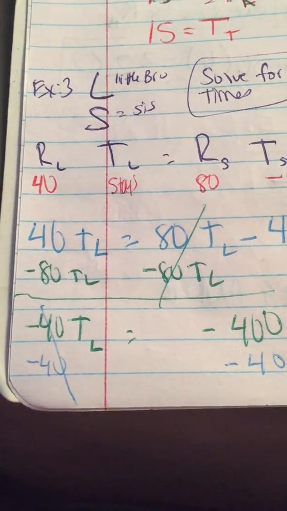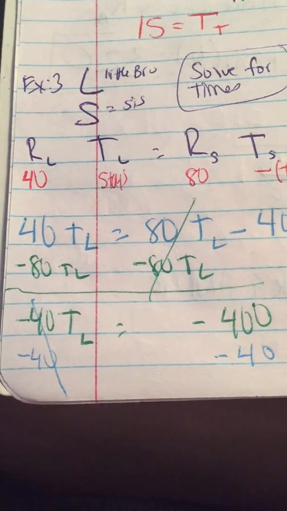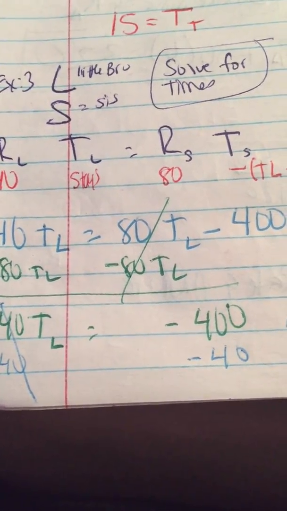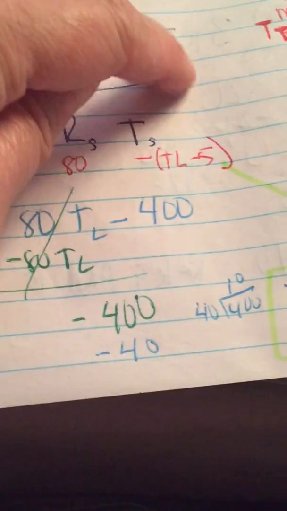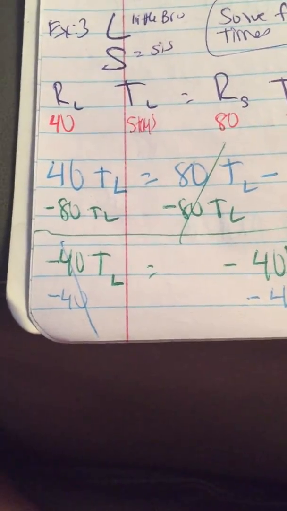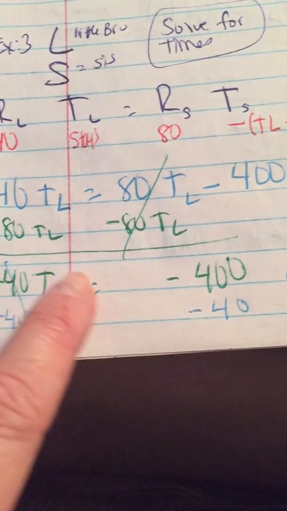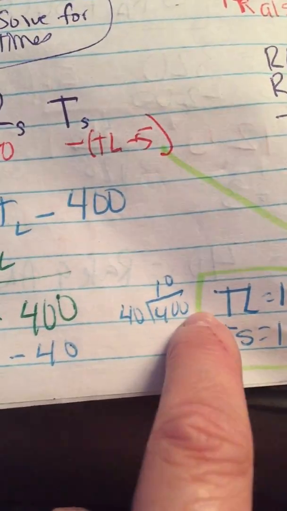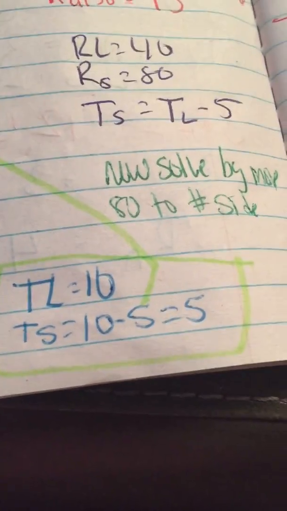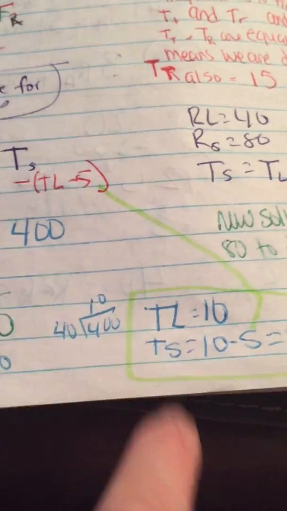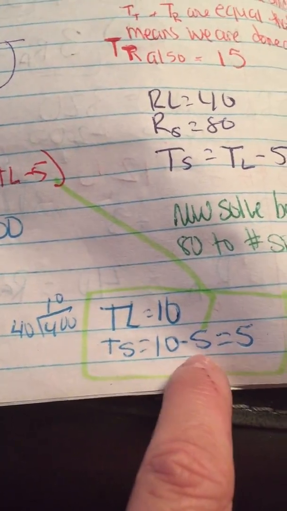80 from both sides equals 40. TL equals negative 400. We just bring that down. And we're going to cancel and get TL equals 40 into 400, which equals 10. So TL is 10. And time of sister is 10 minus 5 equals 5.